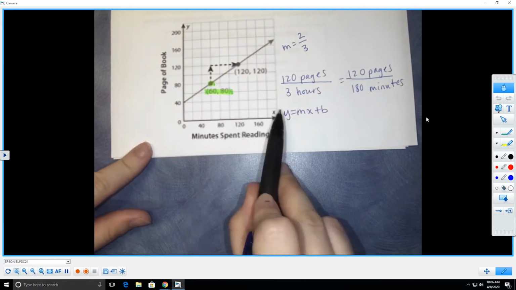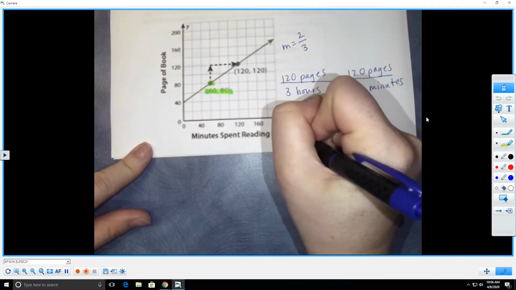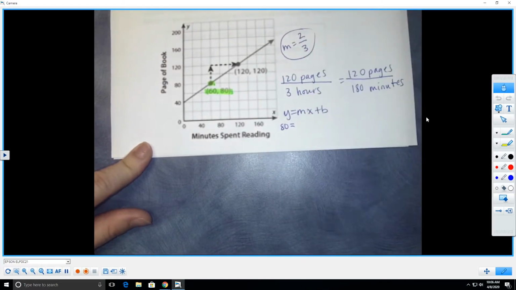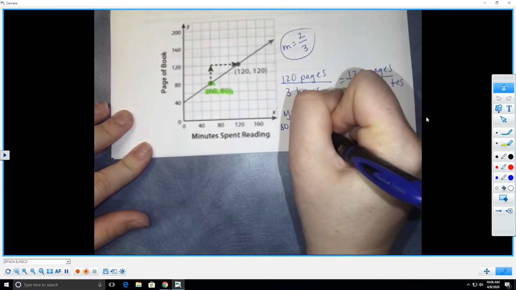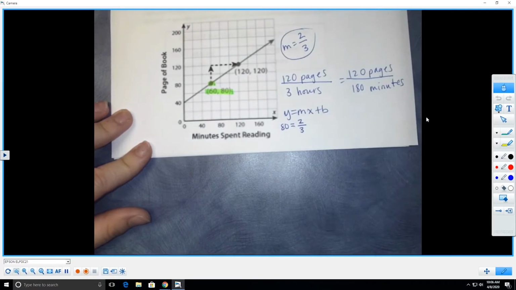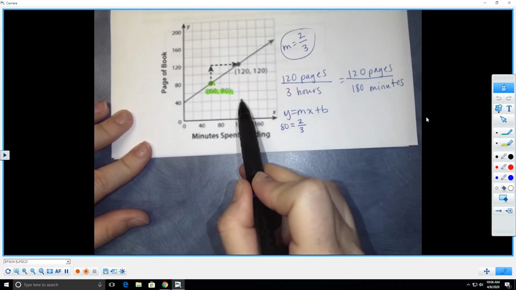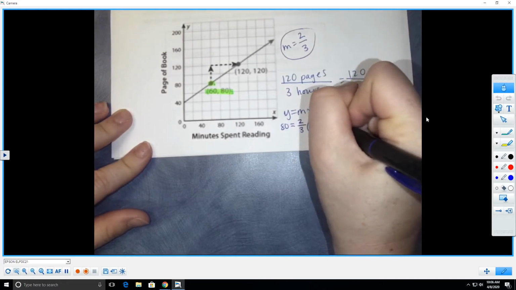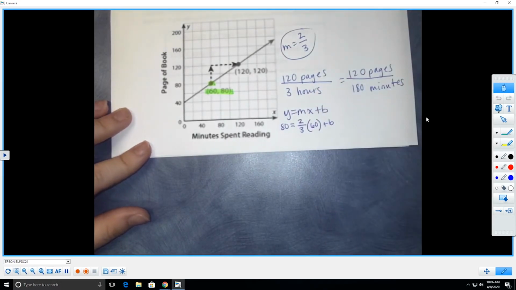So my y value is 80, so I'm going to plug that in here. I know that my rate of change, or my slope, is 2/3, so I'm plugging that in for m. And then the value of x when y is 80 is 60. And I'm using this, like I said, to find my initial value. So I'm going to simplify it.